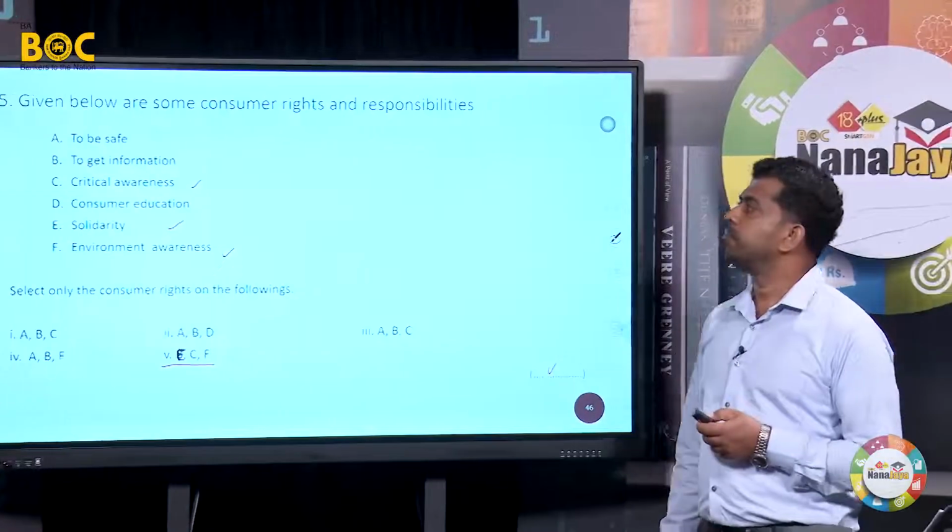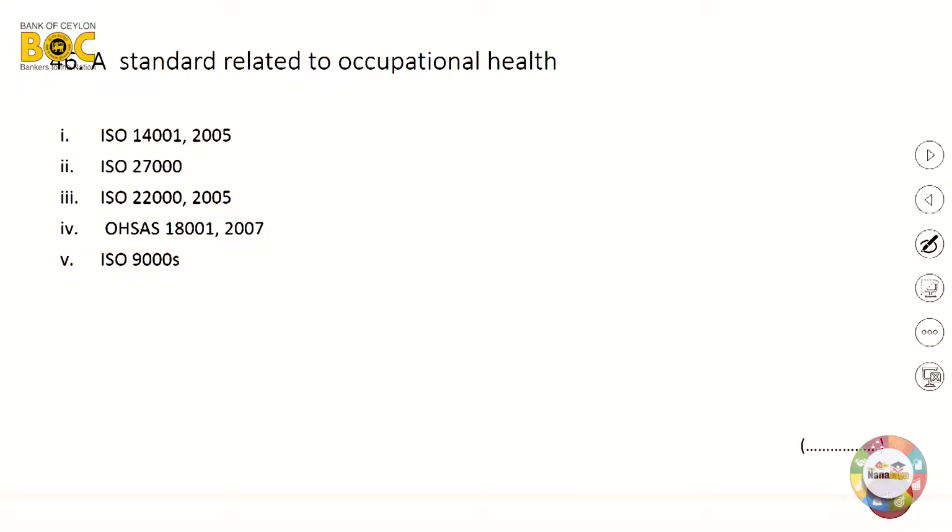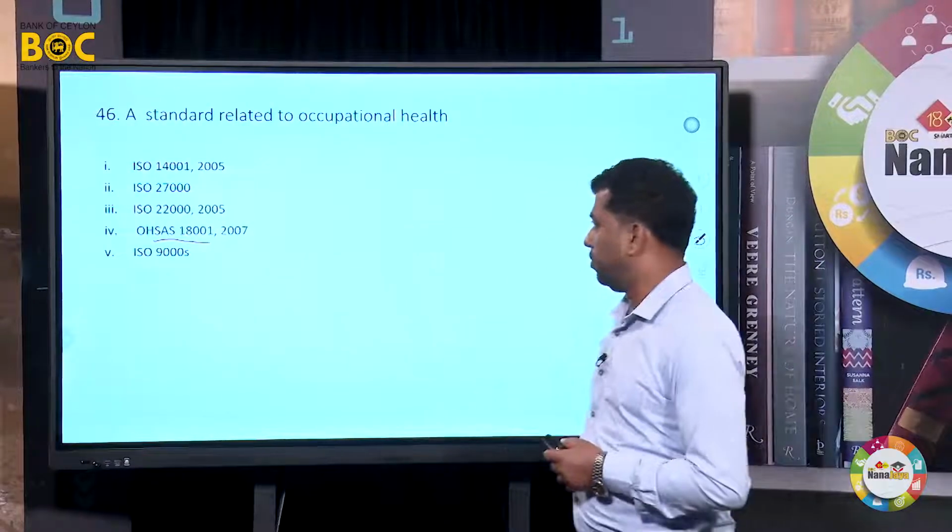Question number 46. A standard related to occupational health. ISO 14001 is related to environment. ISO 27000 is related to security of information systems. ISO 22000, food safety management standards. ISO 9000 series for quality management, and OHSAS 18001 is related to occupational health. So the correct option is the fourth one.